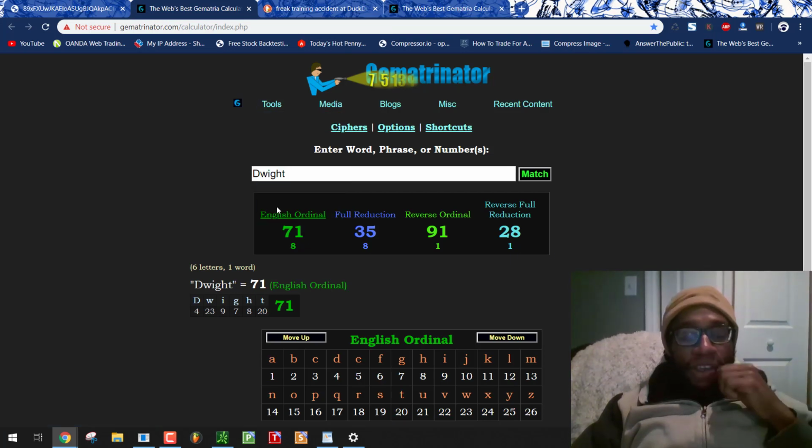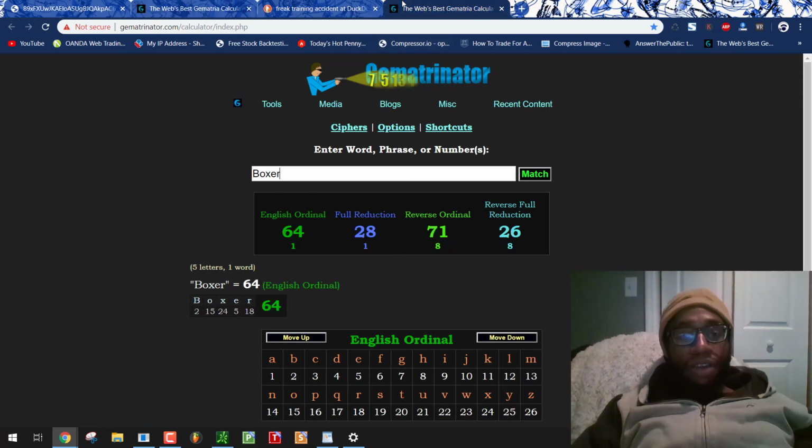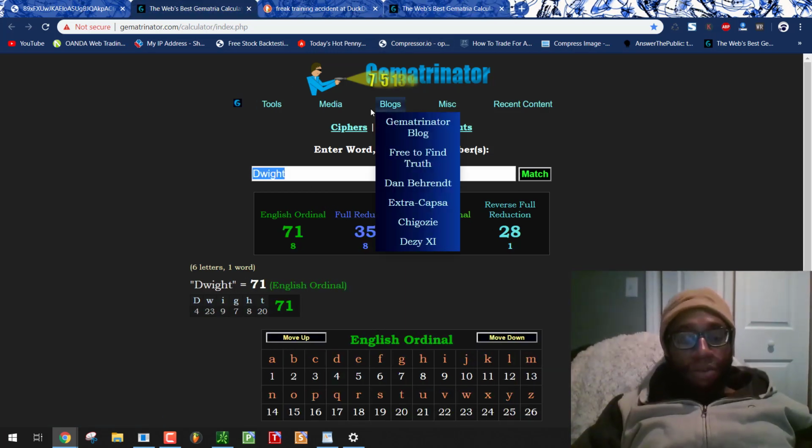Dwight 28. If you're new to this, this is the alphabetical order, the rules of numerology. So you just take each letter to a single digit. W is 23. That's 2 plus 3 is 5. And you can reverse the alphabetical order where A is 26, Z is 1, do the same thing. That's all we're doing. So Dwight 35, 28. Boxer 28, 71. Dwight 71.